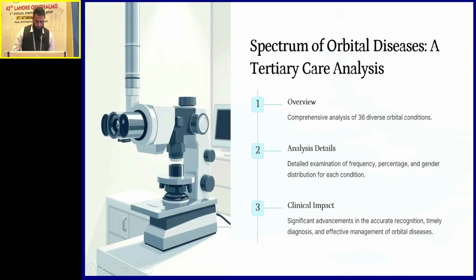So first of all, this will be like an overview. This is a comprehensive analysis of different orbital diseases presenting. We collected about 36 conditions overall. So there will be analysis, detailed examination, frequency, percentages, gender distributions for these conditions, and also the clinical impact, which is important in accurate recognition, timely diagnosis, and effective management of these orbital diseases.